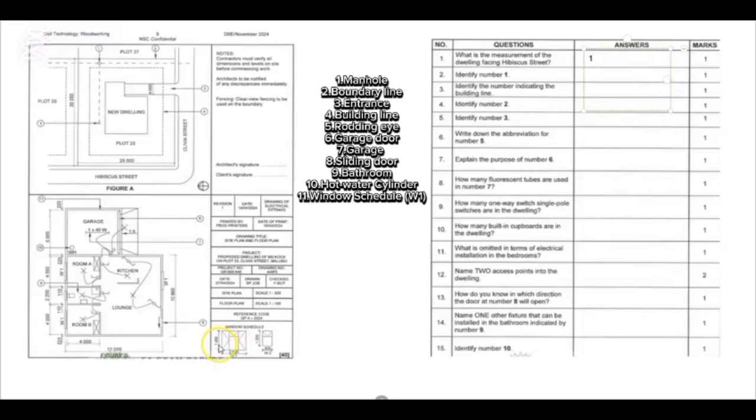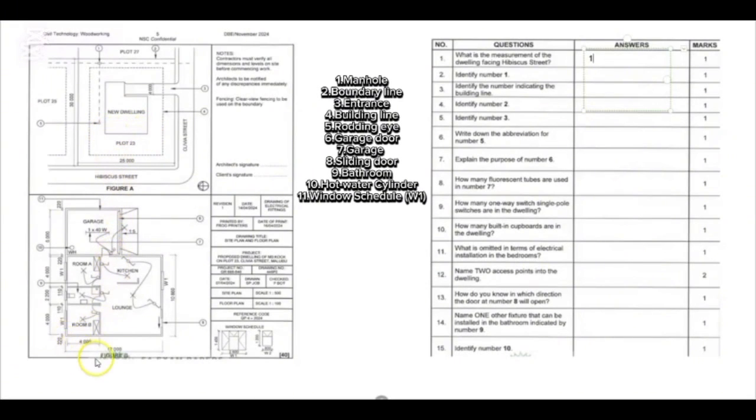Okay, now that we're done with all the details that are on the figures that were given, let's now answer the questions. Question 1, what is the measurement of the dwelling facing Hipster Street? So going back to the figure, in figure B, where that's the dwelling, the side that is facing Hipster Street, we see it from the site plan, which is figure A, and we see that it's the western side of the dwelling.